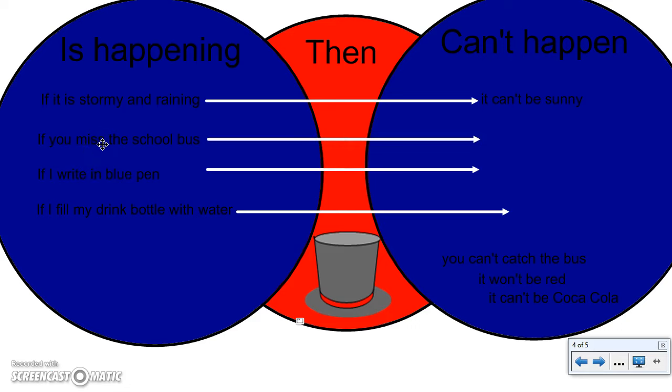If you miss the school bus, then it won't be red. No. If you miss the school bus, then it can't be Coca-Cola. Not quite. If you miss the school bus, then you can't catch the bus. I think that's a good one. So if one thing's happening, then the other one can't. And we'll quickly finish this off.